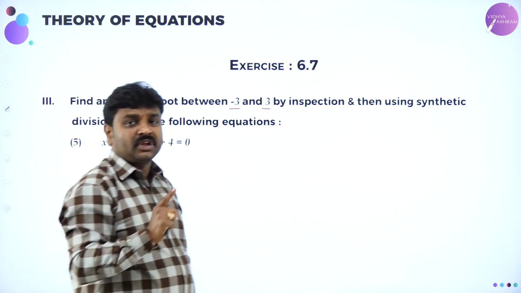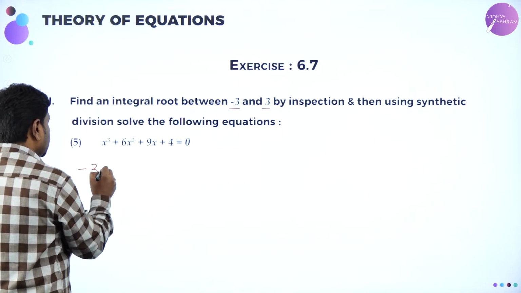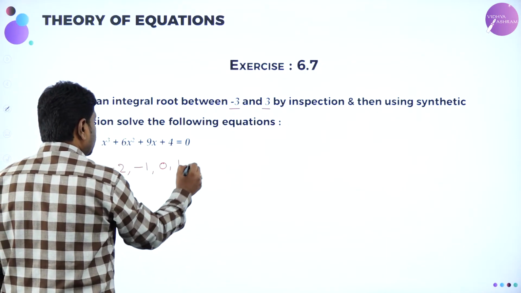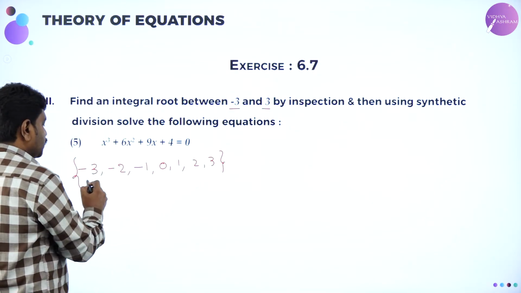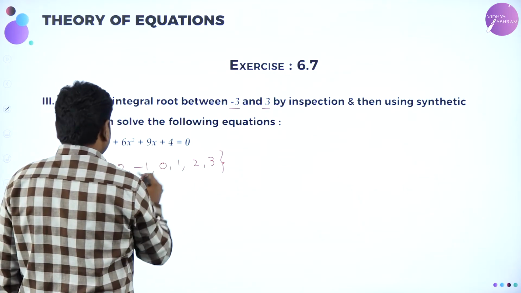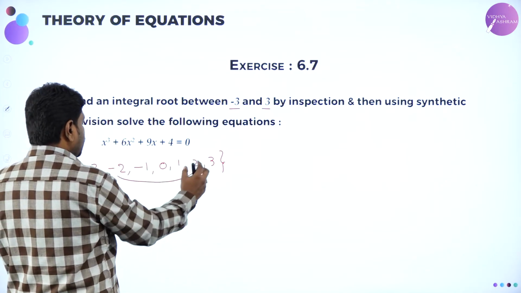Very good question. So, -3 to 3. What are the numbers from -3 to 3? -3, -2, -1, 0, 1, 2, 3. So these are the candidate roots. Try trial with these, and any one will be the root. Between means in between.